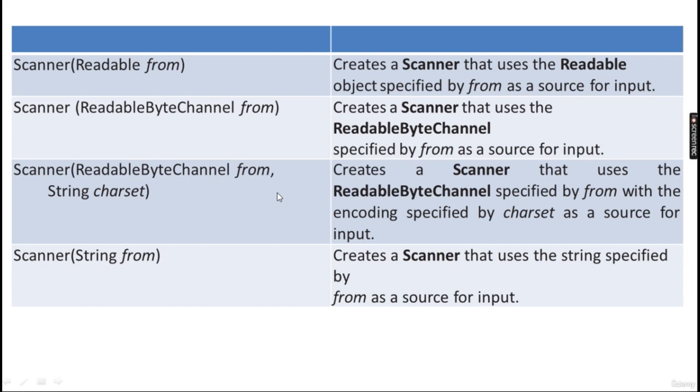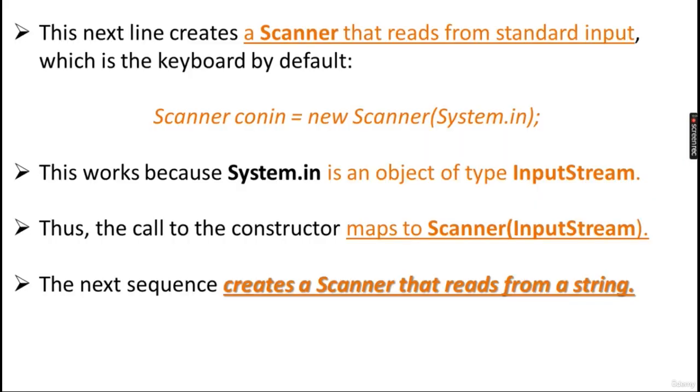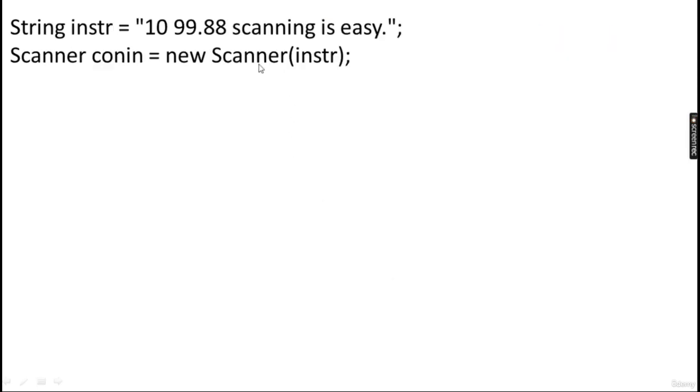Scanner(String from) creates a Scanner that uses the string specified by from as a source for input. This next line creates a Scanner that reads from standard input. Scanner conin = new Scanner(System.in). This works because System.in is an object of type InputStream. Then the call to the constructor maps to Scanner(InputStream), and this line works. The next sequence creates a Scanner that reads from a string. So for reading from a string, you specify the string object in the Scanner constructor. Scanner conin = new Scanner(instr).